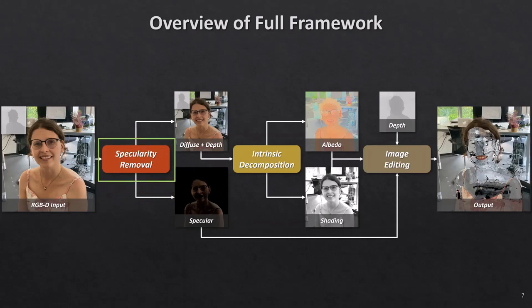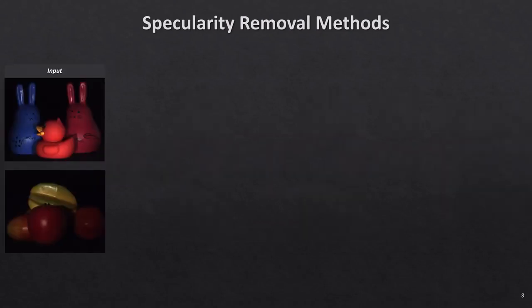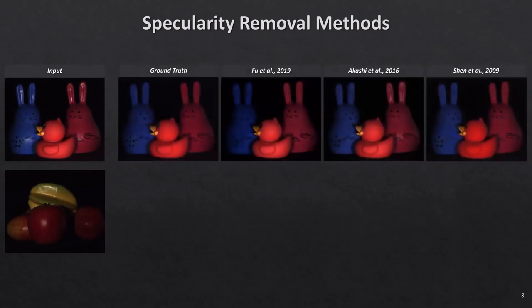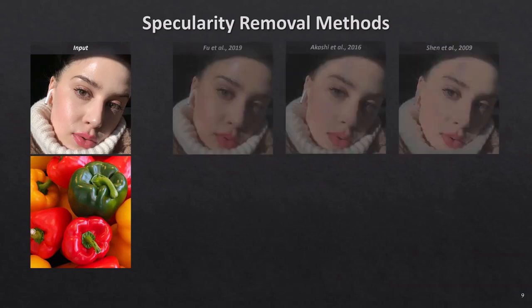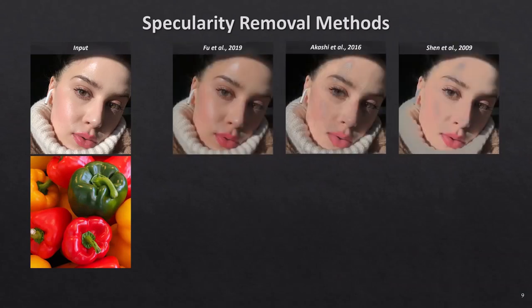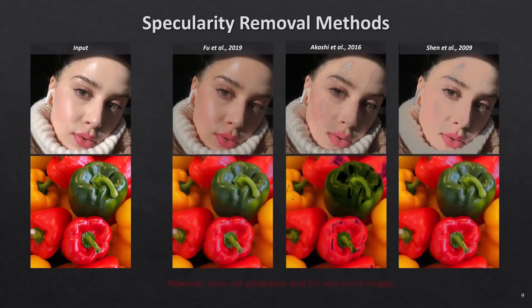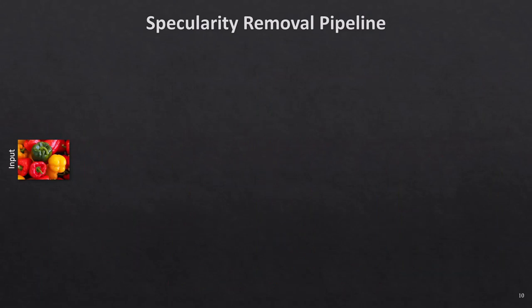For specularity removal, we start by analyzing the existing methods. Most of the existing specularity removal methods work quite well for images in a controlled lab setting, as shown here. However, when applied on real-world images, the output quality degrades significantly. For our use case, which is aimed at real-world images, we need to address this limitation, and thus we propose a novel specularity removal approach.